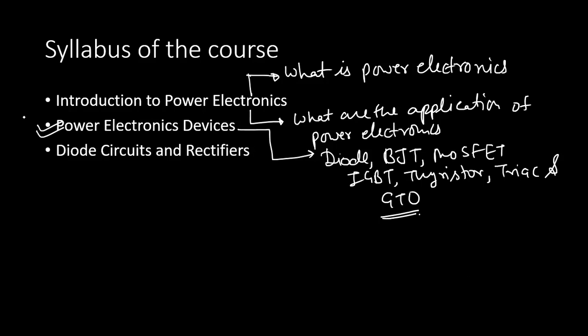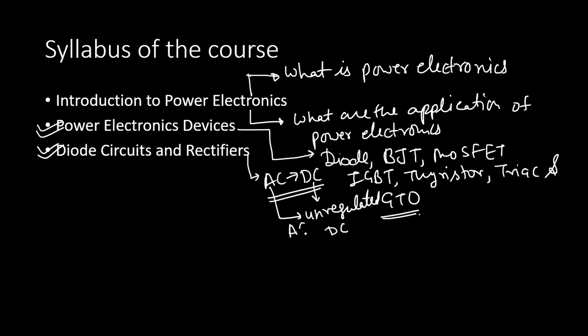At first, we'll see diode circuit and rectifiers. In diode circuit and rectifiers, mainly we will have AC to DC converters using diodes. So of course, the output will be unregulated DC from an unregulated AC.